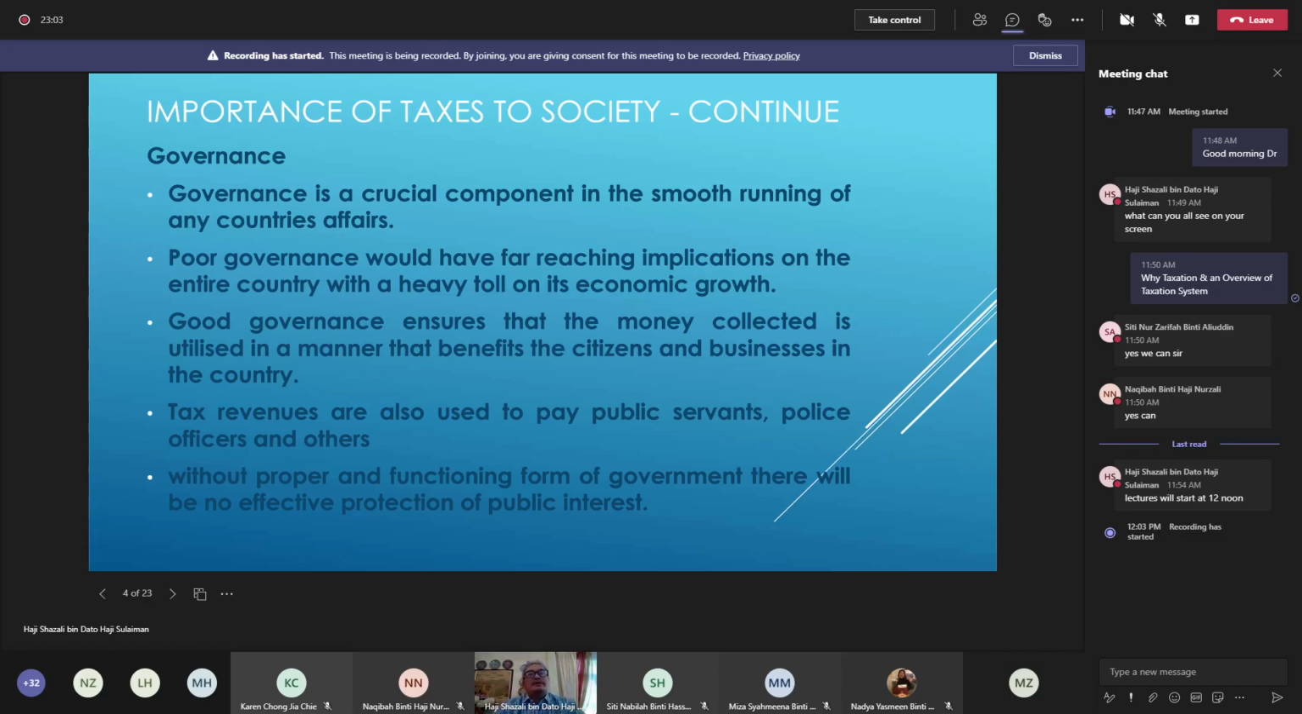Okay, without proper and functioning governance, there will be no effective protection of public interest. And if you look at Africa, Africa is very rich because they are rich in minerals. They have diamonds, a lot of gemstones, and of course oil and gas. But a lot of African countries are rich in resources, but their people are very poor. That is because the government is very corrupt. When you have a corrupt government system where the tax revenue is used for their benefit and not for the country's benefit, then proper governance is not there to protect the public.